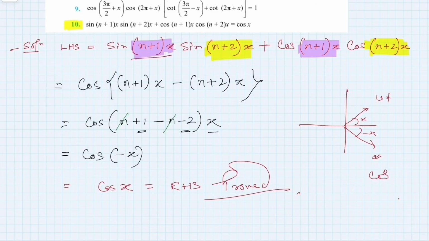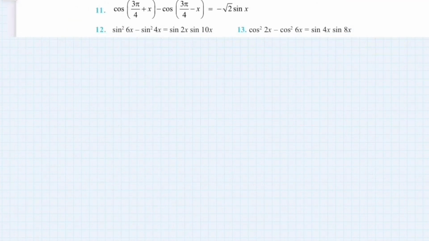Okay, so it's very simple. Hope you have understood this. Now let's move on to the next question. Now let me show you how to solve question number 11. Okay, so this is question number 11.